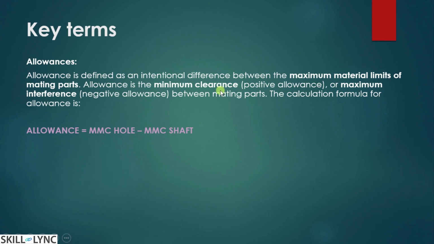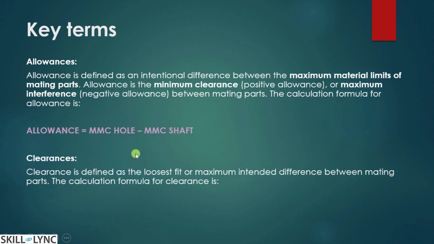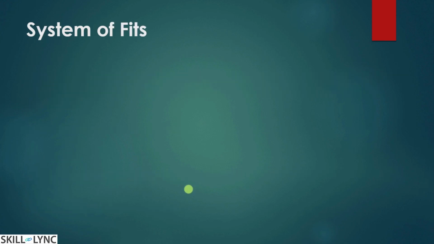We'll look into an example at a later stage, but now focusing on the definition of clearance. This is similar to the allowance, but here you define the loosest fit, that is, you look for the least material condition of the shaft and the hole, and it will control the loosest fit or the maximum intended difference between the mating parts. So here we have seen two terminologies, allowance and clearance. They are used interchangeably based on the type of the assembled objects. So what we have seen is allowances and clearances. These are going to be used for defining the assembly features.